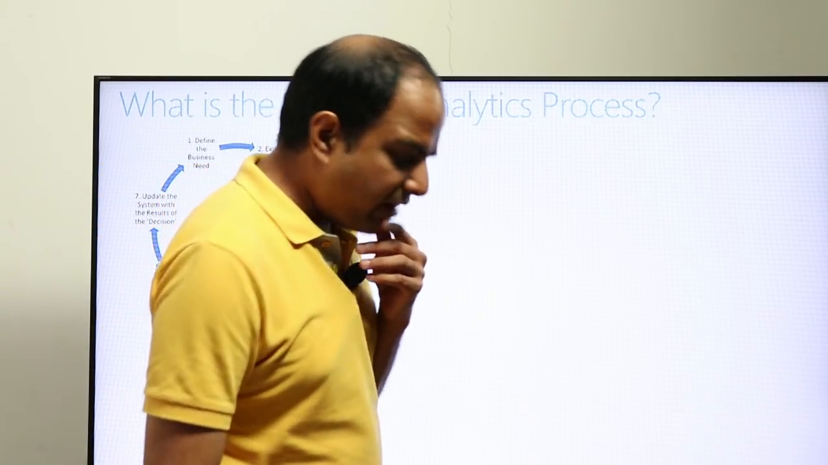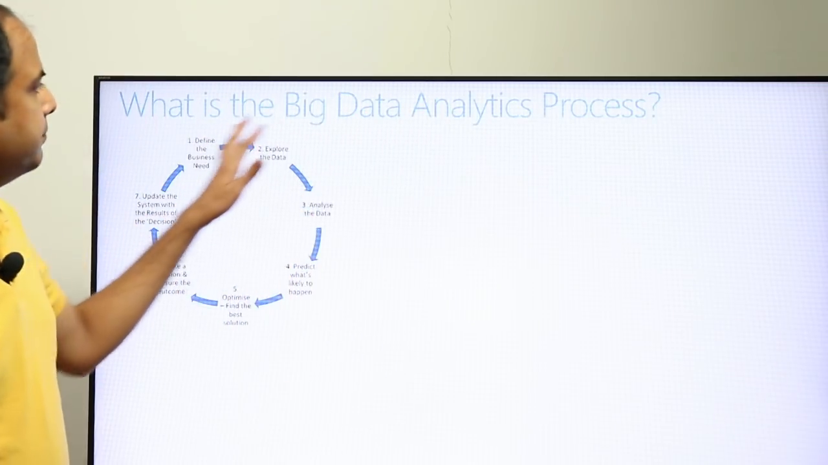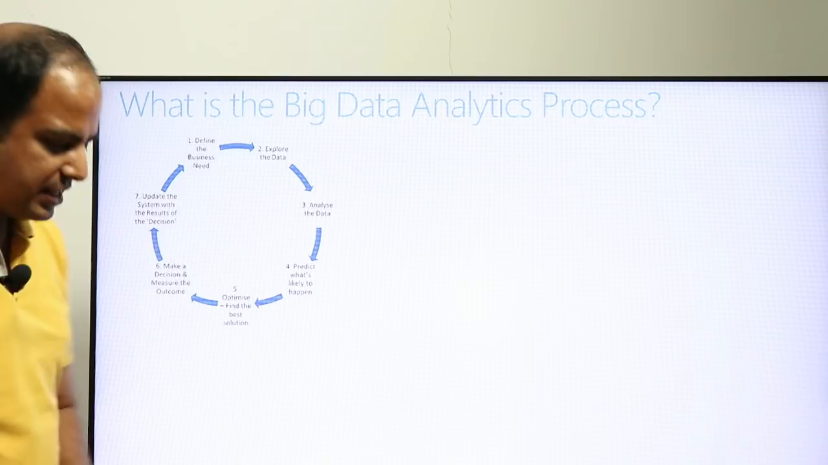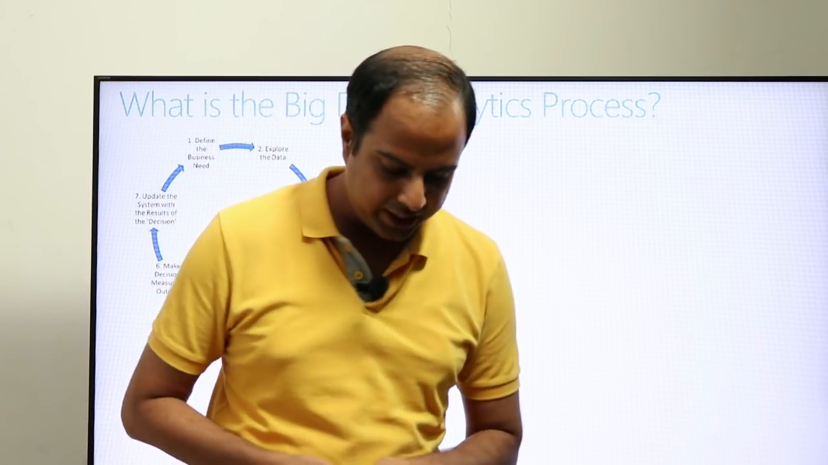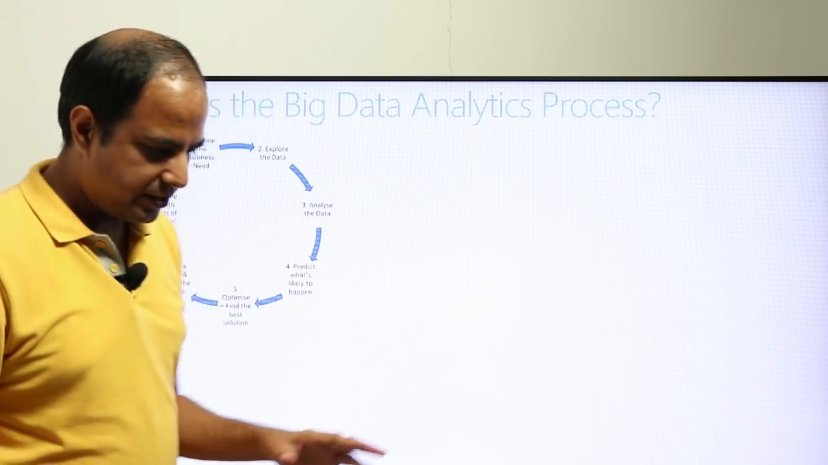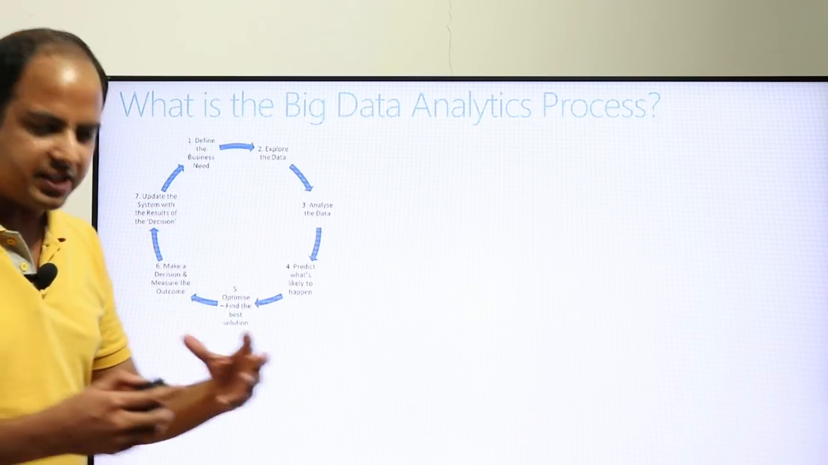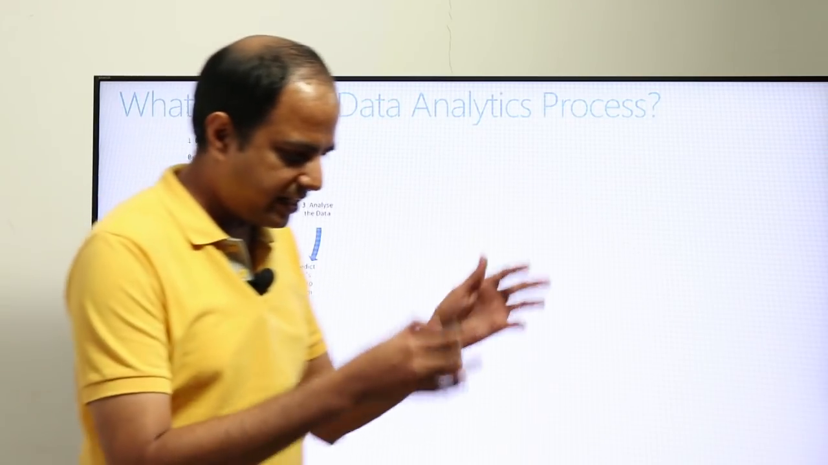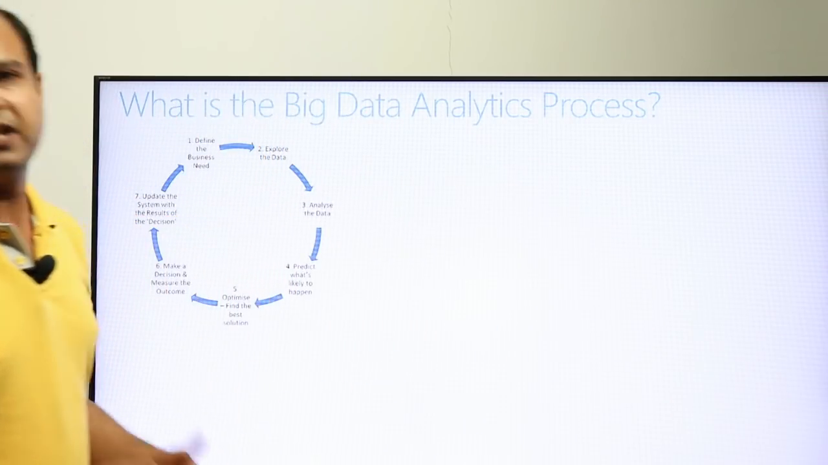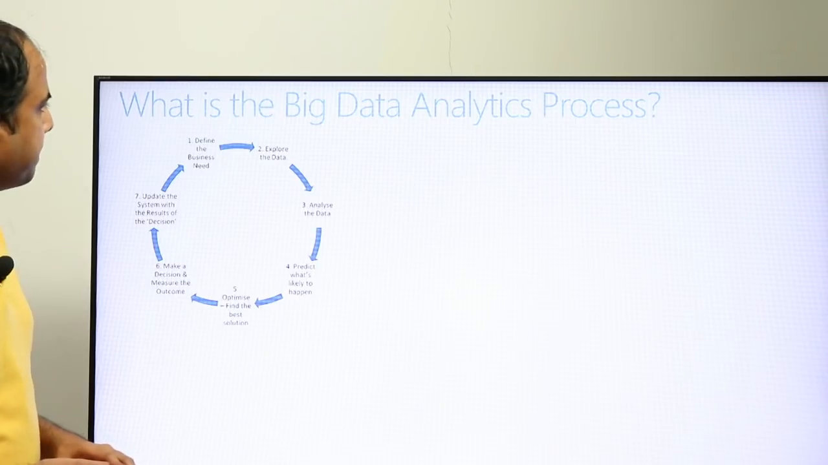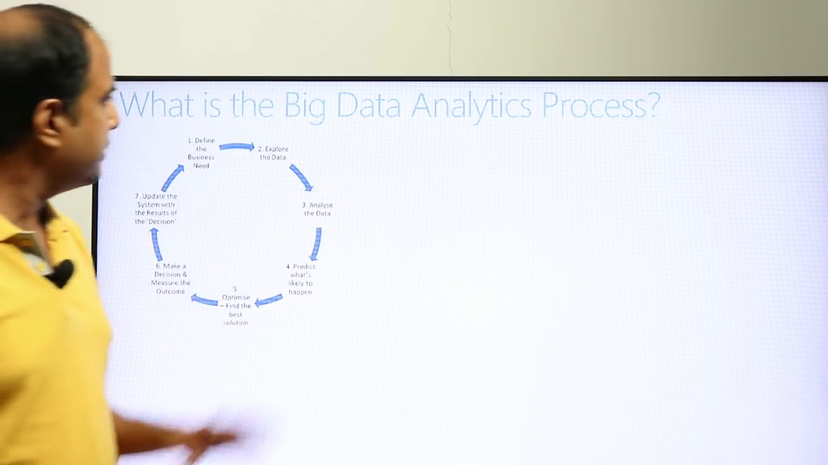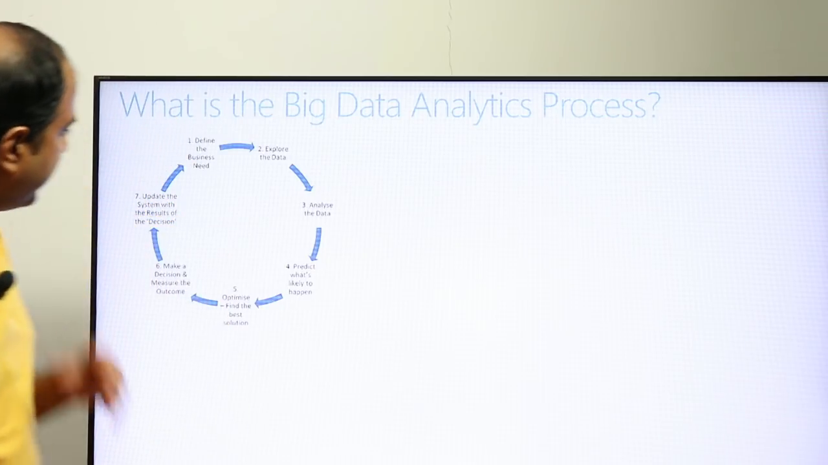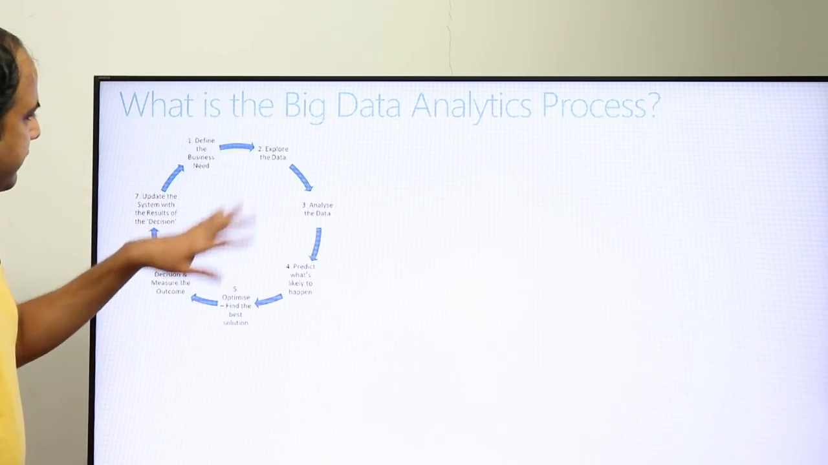Now let's look at what a typical big data analytics process cycle is. Many of us know about the software development life cycle, right? There are various steps like talking to the customer, getting the problem statement, designing, implementing, review, whatnot. So that's a typical software development life cycle, and this is what I call the big data analytics process, or the big data analytics life cycle. It consists of these 7 main steps.